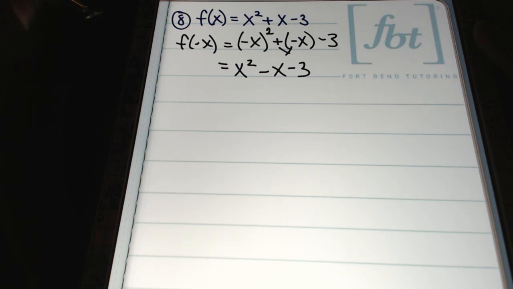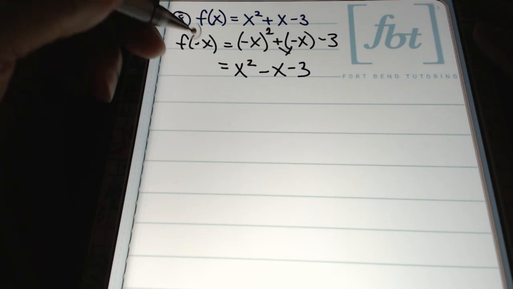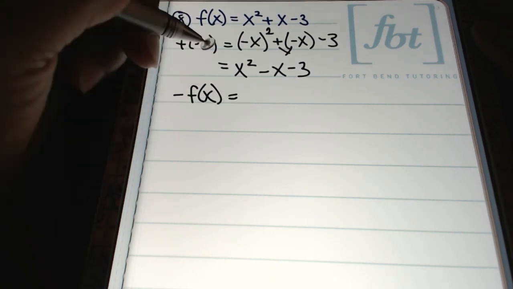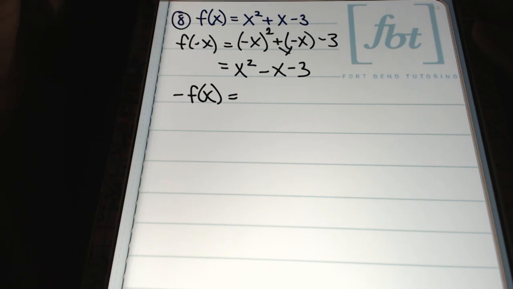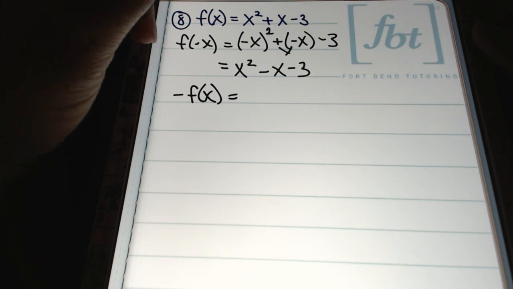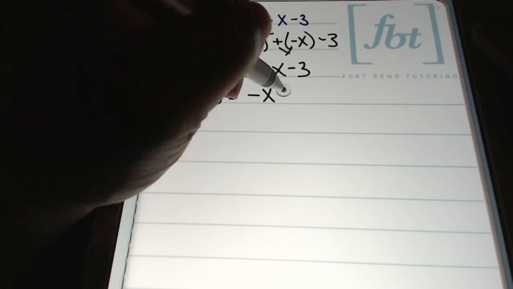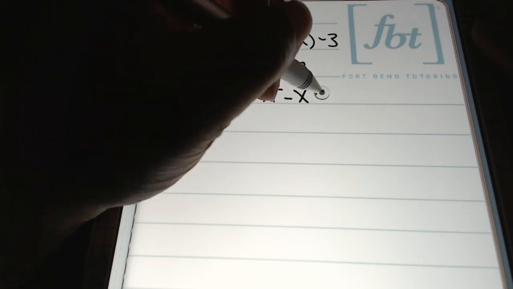Okay. Then, moving forward, we'll be looking at the opposite of f of x. That's what we have next. And when you have the opposite of f of x, we are going to find out the opposites of each of the terms here. That gives us negative x squared minus x plus 3.